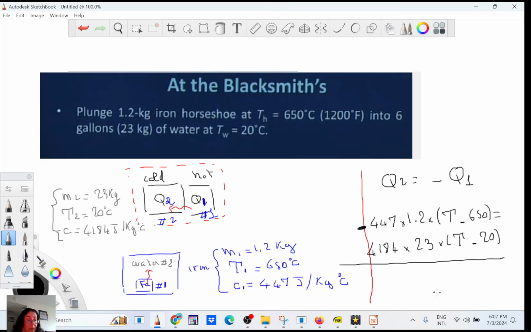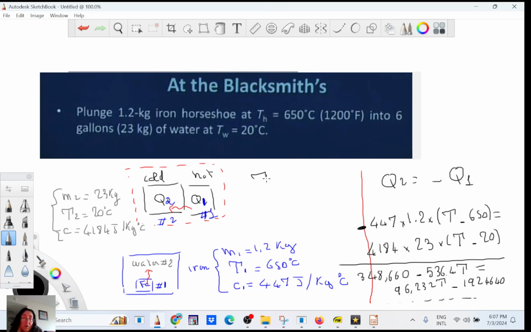So if I distribute, I'm going to get 348,660 minus, so that will be this multiplied by that, minus 536.40 equals 96,232T minus 192,464. And you keep going, you isolate T. I don't have space, but it's not so hard.